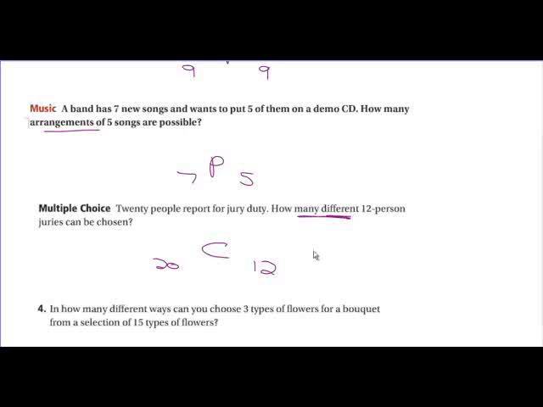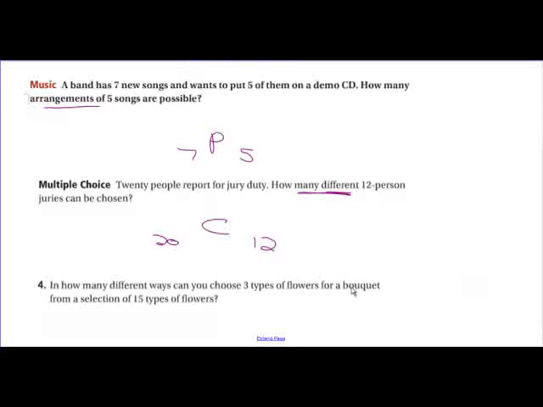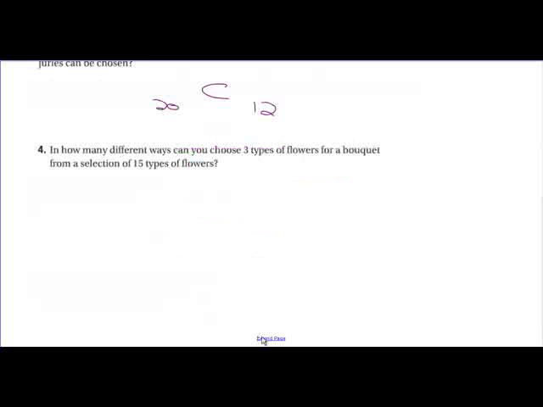How many different ways can you choose 3 types of flowers for a bouquet from a selection of 15? So I have 15. I'm going to choose 3. So since we're talking about different ways to choose them, when we start to say ways, that's always a key for a permutation.